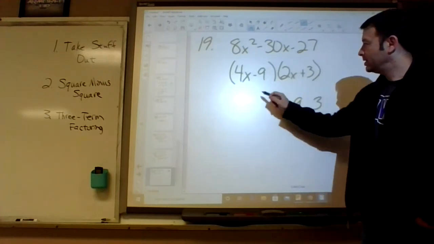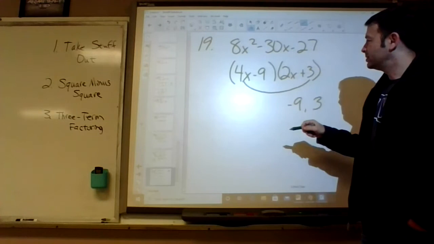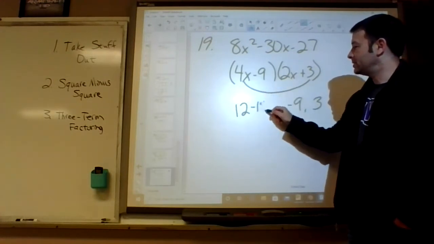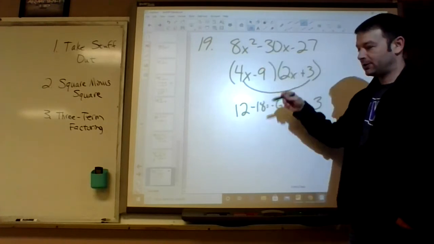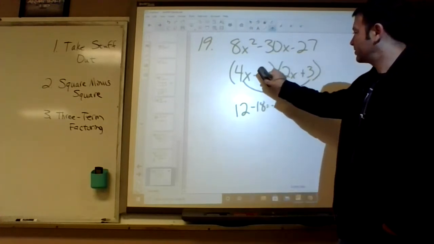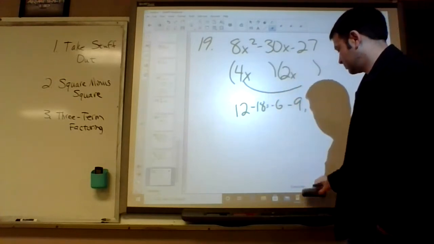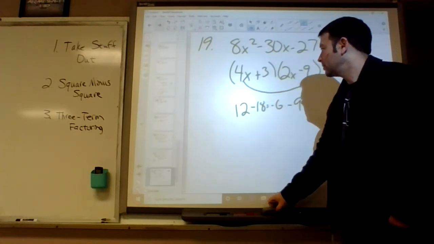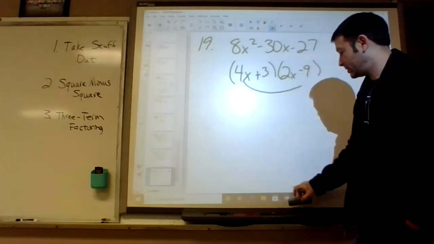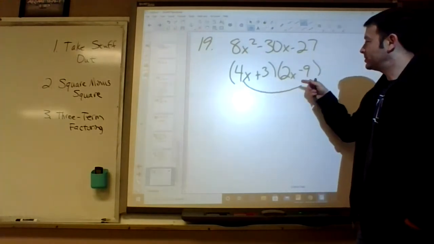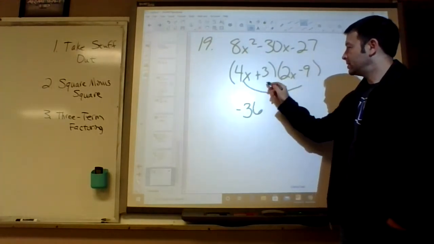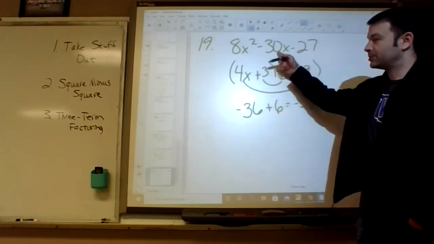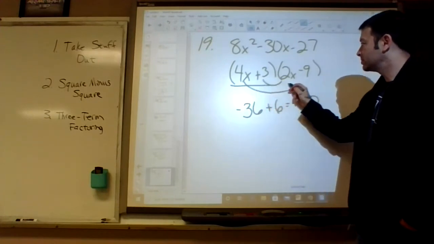Negative 9 and 3. If I do the outside, that would be 12. And the inside is minus 18, which is negative 6. Not very close. Okay, let's try 3 and 9. Now if I do the outside, I get minus 36. The inside is plus 6, which is negative 30, which is what I wanted. So this is the correct answer.